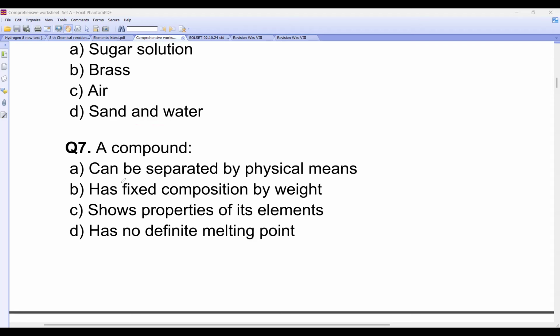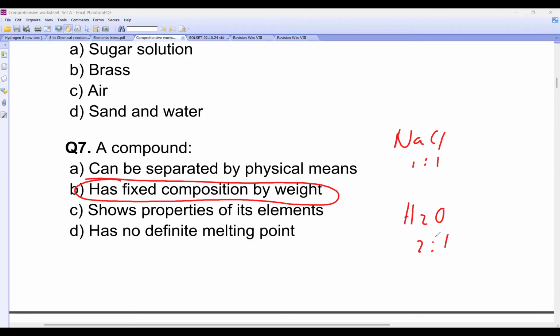A compound has fixed composition by weight. Did you forget? If it is NaCl, the ratio is 1:1. Water will be what, beta? 1:2:1, or not? Tell me. Yes, sir.